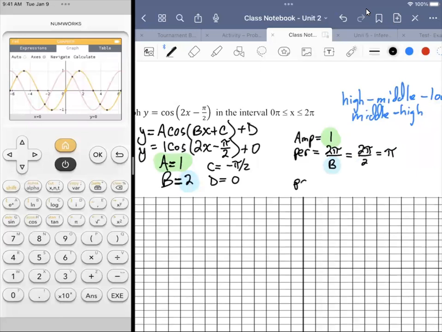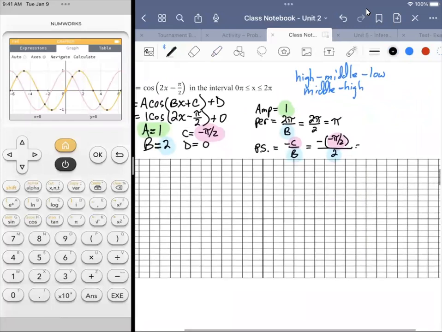All right, the PS, the phase shift, is negative C divided by whatever the B value is. So here's my C. We know the B. So negative is built into the formula, and we also have a negative for the C value. And then the B value. So this is going to be positive pi over 2 divided by 2. Half of pi over 2 is pi over 4. So that's how far we have to shift it.